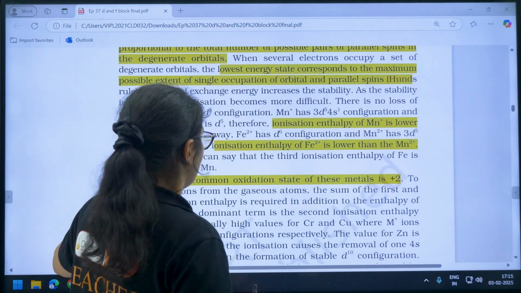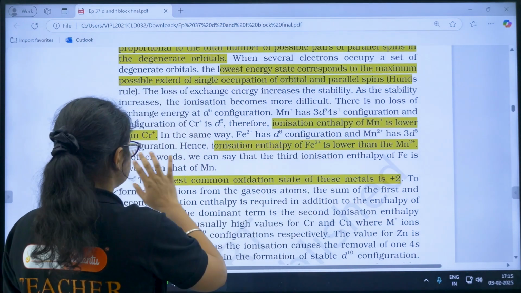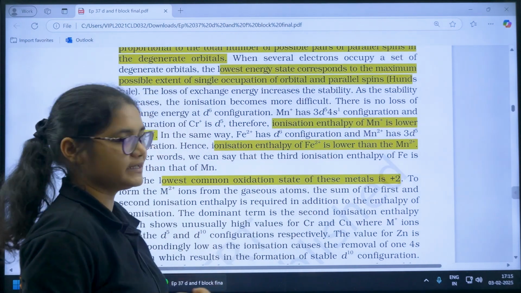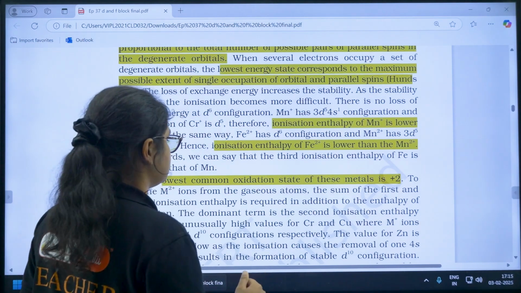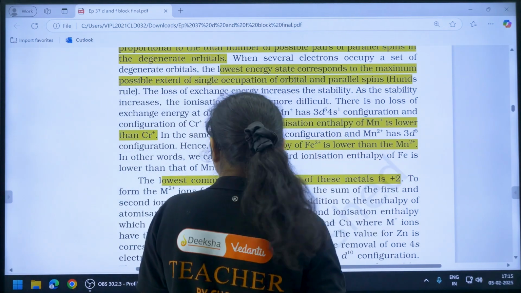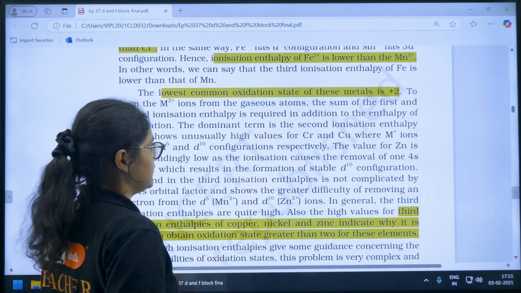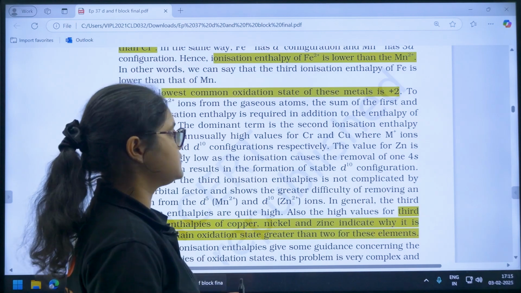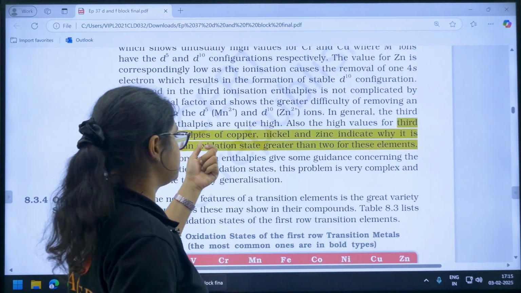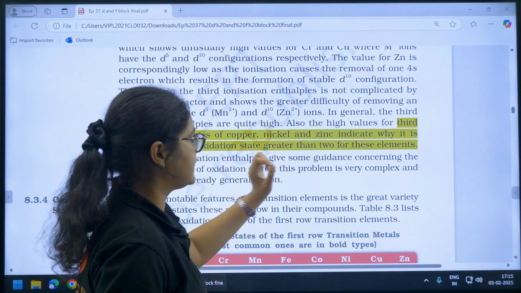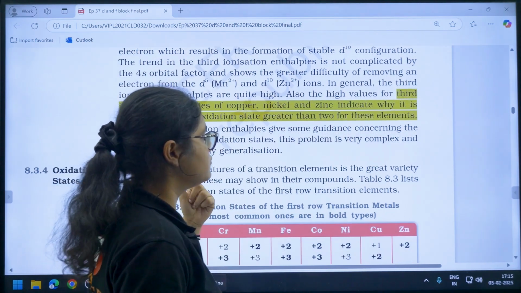Okay. Next we can see here the ionization enthalpy of Mn+ is lower than that of Cr+, because if you remove one electron from Mn+, we will get d5 configuration, right? Similarly, Fe2+ is lower than Mn, because if you remove one electron, we will again get d5 configuration here. Now what is the lowest common oxidation state of these metals? It is +2. Okay. Next, the third ionization enthalpy of copper, nickel and zinc indicates that it is too difficult to obtain an oxidation state greater than 2 for these elements.